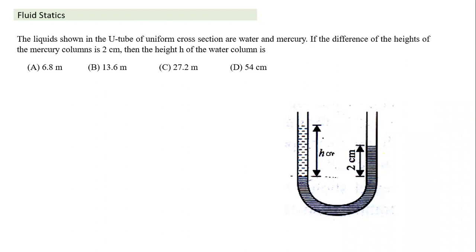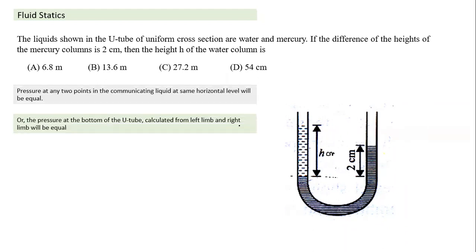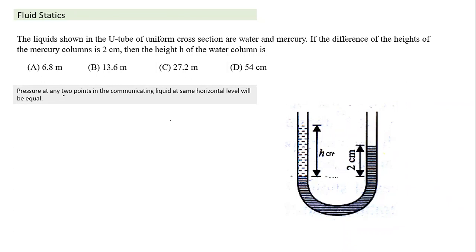Now, what we need to understand here, for all such questions, is an important point. We solve such questions on a very simple principle: pressure at 2 points in a communicating liquid at the same horizontal level will be equal. If I take a point P here, and at the same horizontal level another point Q here, they are at the same horizontal level, but these are not the same liquid. This is mercury and this is water. So the pressure at P and Q will not be equal.